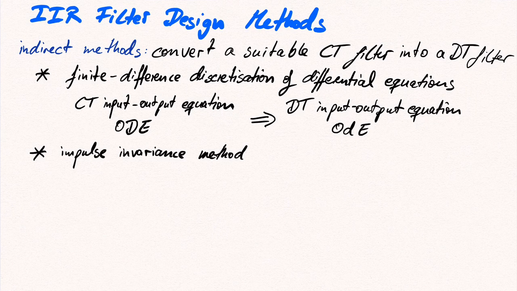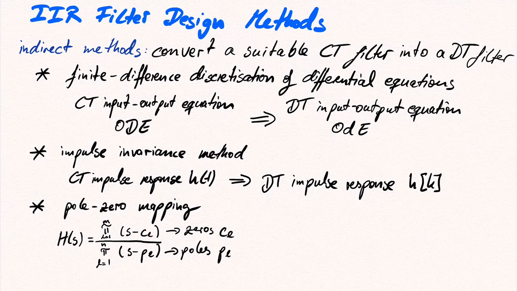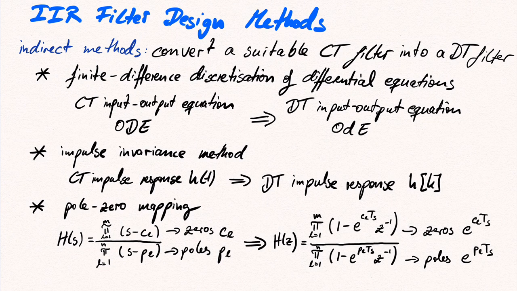Another option is to choose the impulse invariance method, where the continuous time impulse response h of t is sampled to yield the discrete time impulse response h of k. When mapping poles and zeros, the poles p_l and zeros c_l of the transfer function H of s in the s-plane are converted into poles and zeros in the z-plane, where the known relationship between the Laplace transform and the z transform, namely z is equal to e to the power of s times T_s, is used.